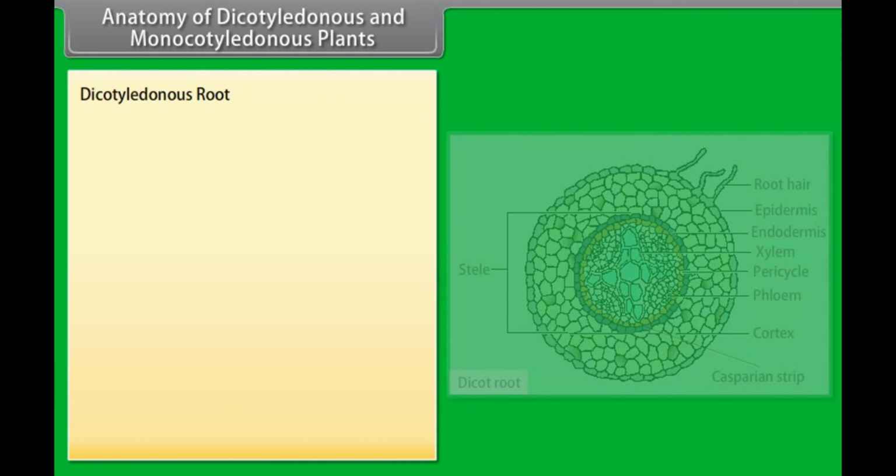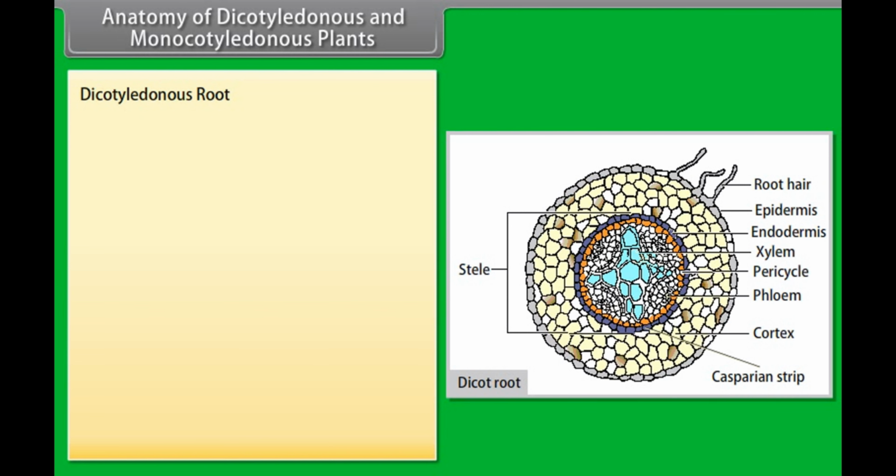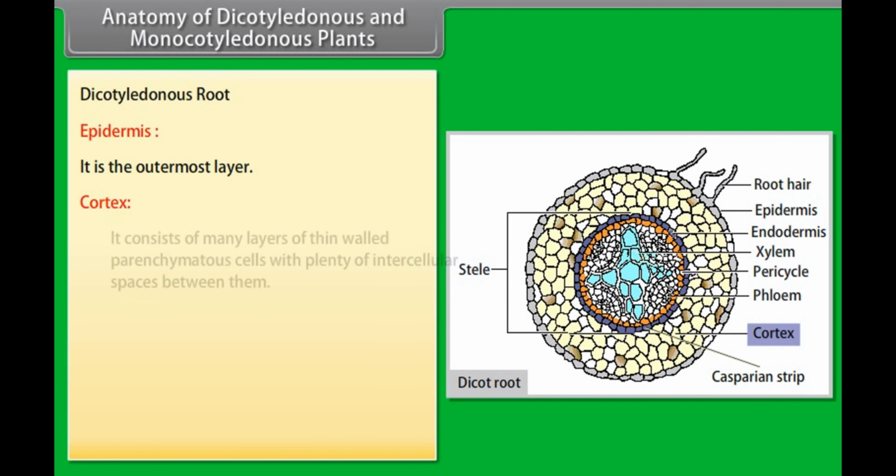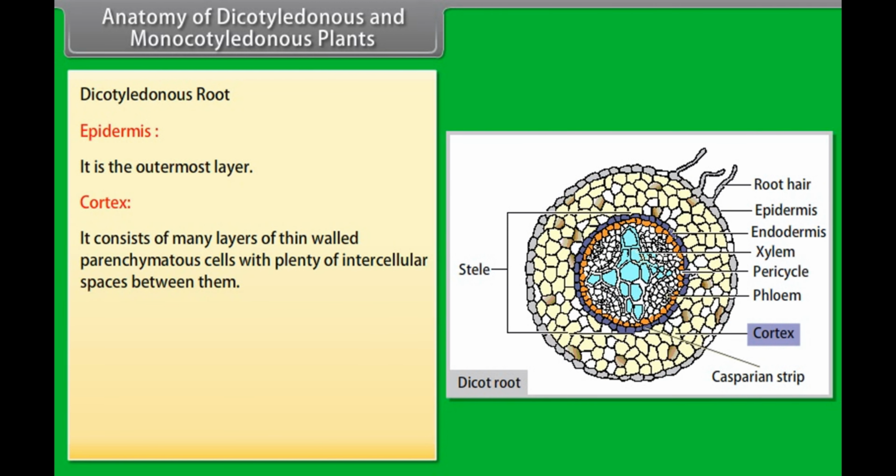Anatomy of dicotyledonous and monocotyledonous plants. Dicotyledonous root. Epidermis. It is the outermost layer. Cortex. It consists of many layers of thin-walled parenchymatous cells with plenty of intercellular spaces between them.